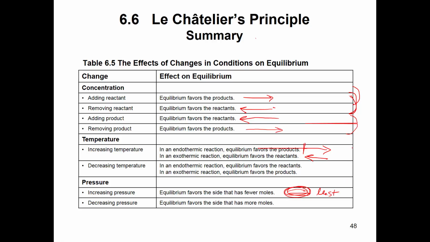With temperature, learn what happens in an endo and exo when you increase the temperature, and you'll know automatically that if you decrease the temperature, it's the opposite. And then finally, increasing pressure is going to favor the side with the fewest number of moles, and so you know decreasing pressure is the opposite. So instead of having to memorize all of these, you memorize half of them.